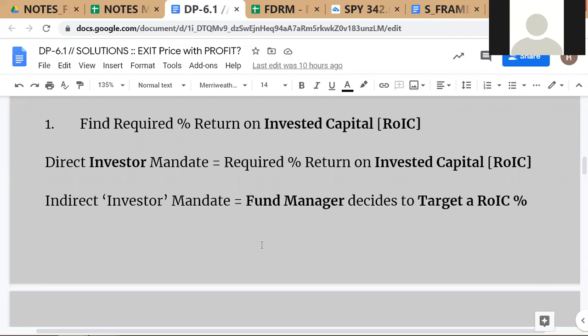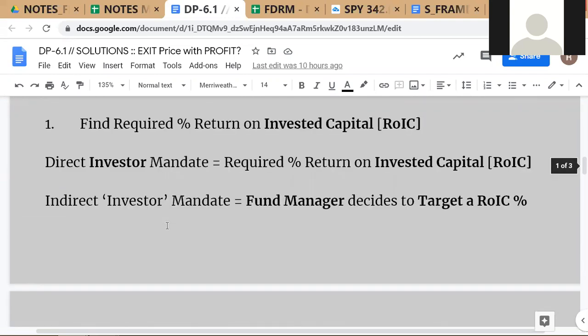I will market my fund by saying I'm targeting a 12% return, because he believes that there is a market for this kind of a fund. There will be investors who will be attracted by this kind of target ROIC. So whenever there's an indirect investor mandate, he's surmising that there is a certain customer segment that will find this appealing, and that's why he's doing it.